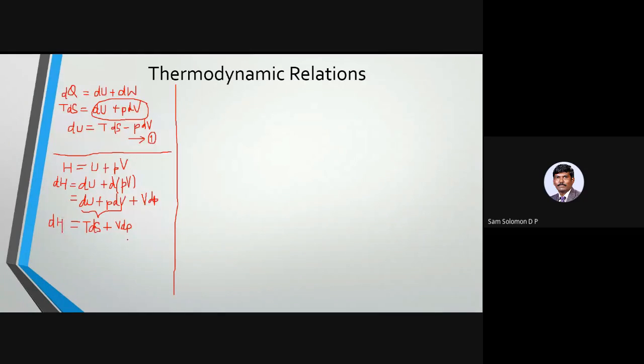Once again, if you observe this equation, you will find something. Let me call this equation number 2. Okay. Now let me take equation number 1. From 1, dU equal to TdS minus PdV. So this equation, if I write this as dU minus TdS equal to minus PdV.